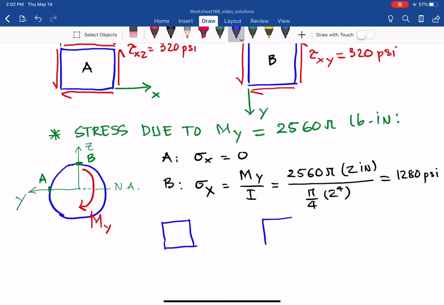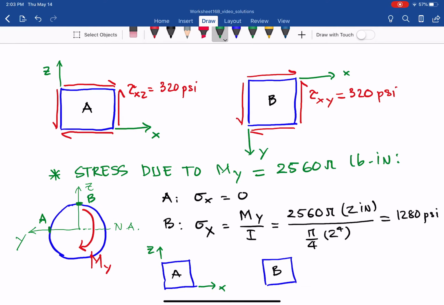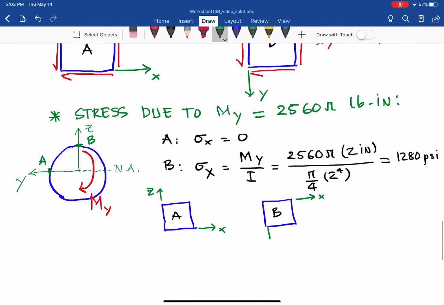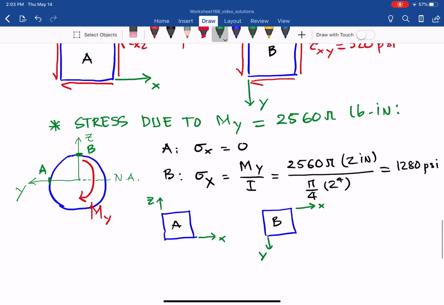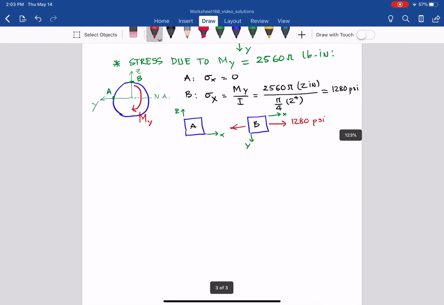And we can again do the state of stress for this block, with point A and point B, and we have X and Z, and we also have X and Y. Sigma x equals 0, so nothing at A. B has sigma x positive, which is tension at B. So we have 1280 psi here, and opposite also 1280 psi.